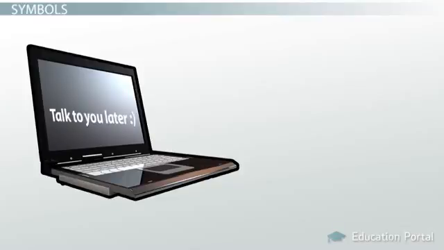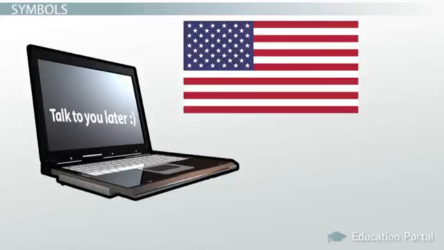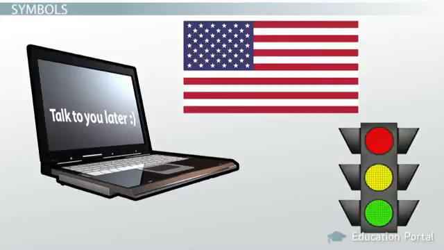We can see more examples of symbols in American culture. Emoticons are combinations of keyboard characters that many use to represent their feelings online or through texting. The American flag represents our entire country. A red light at a traffic intersection is used to relay the message that you need to stop your vehicle.